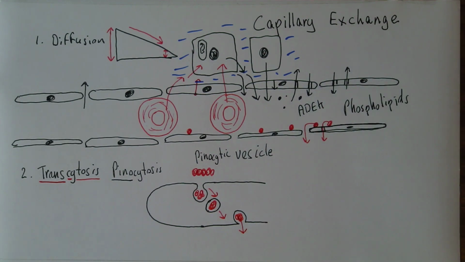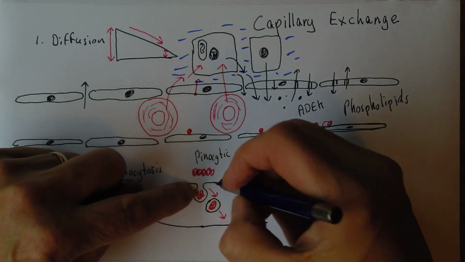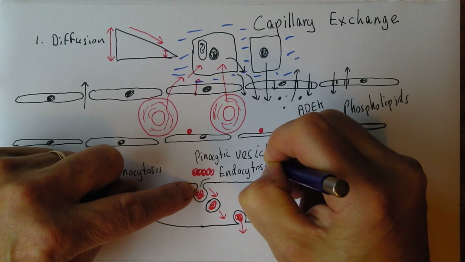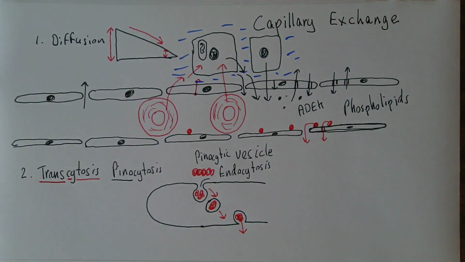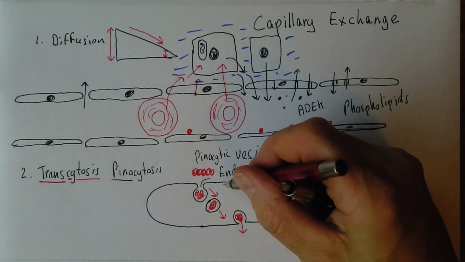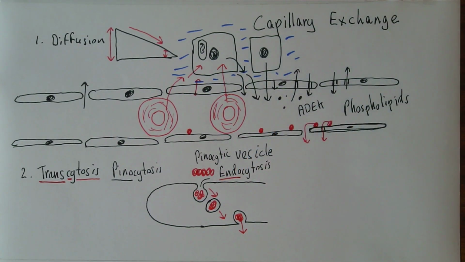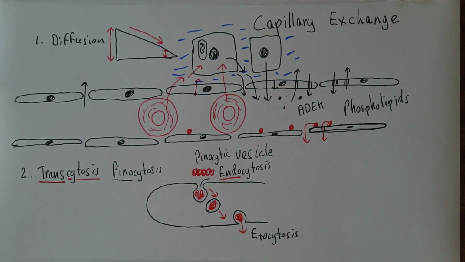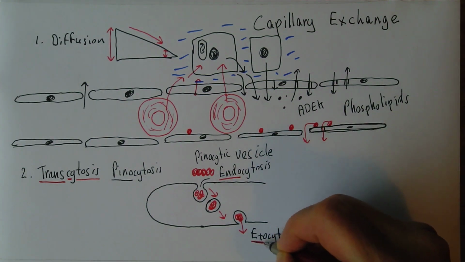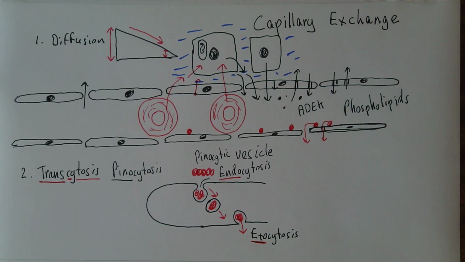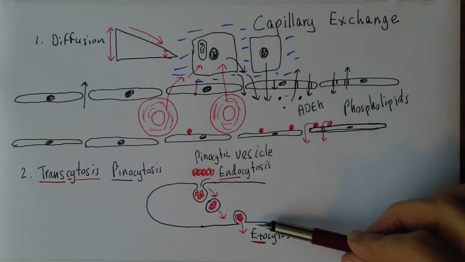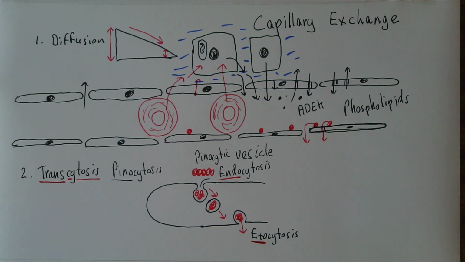So this process where it's taken in on this side is called endocytosis. Taking into the cell, endo means in, endocytosis. And this one, where it comes out, is called exocytosis. Exo, of course, as in exit. So the pinocytic vesicle is formed via endocytosis. It moves across the cell, and it goes on to the other side by exocytosis.